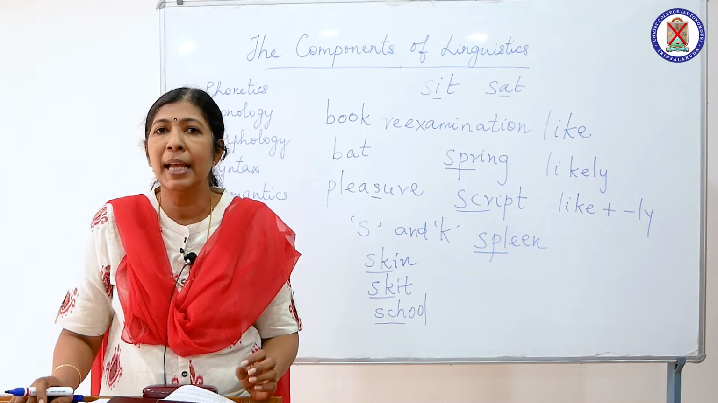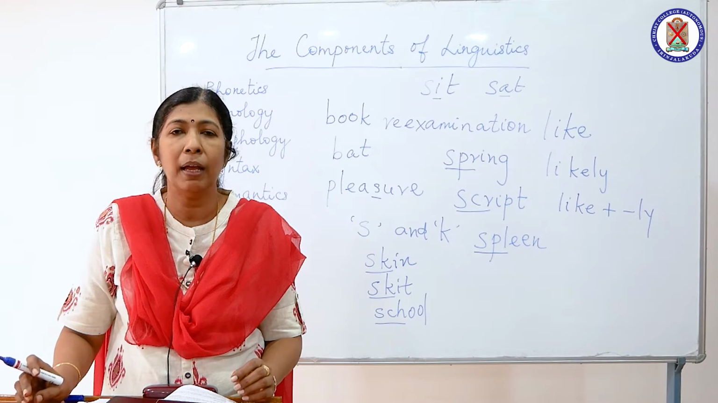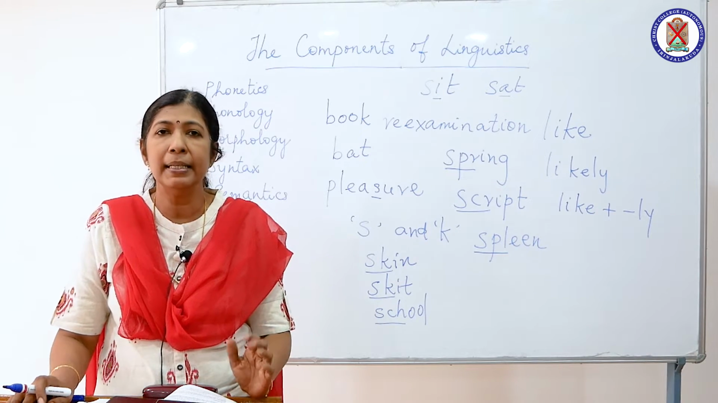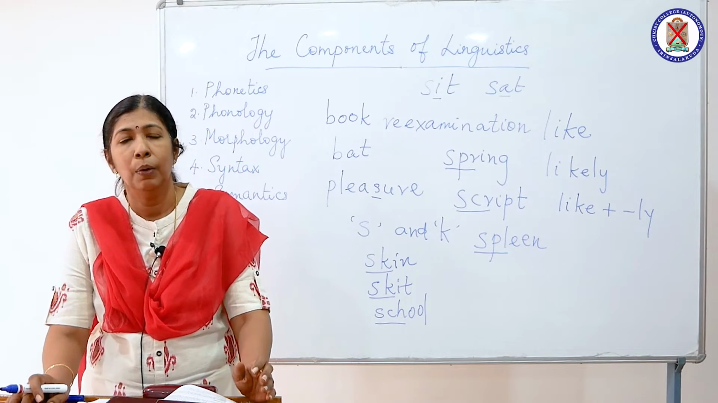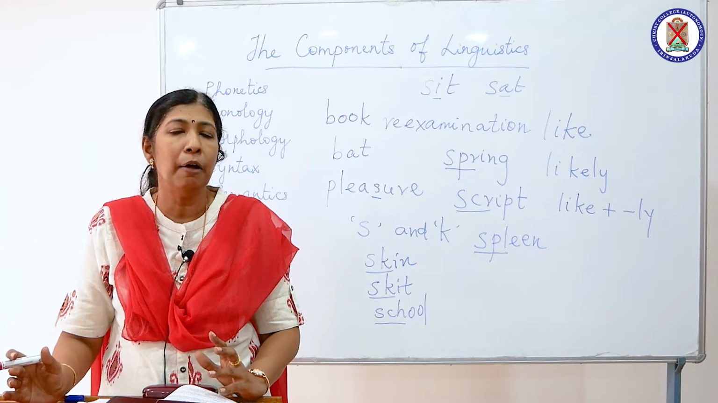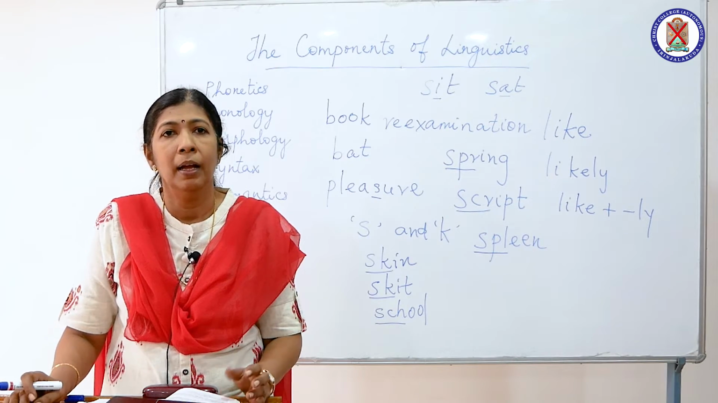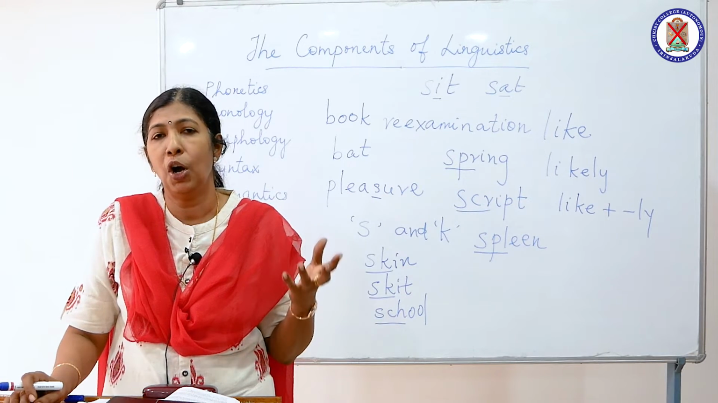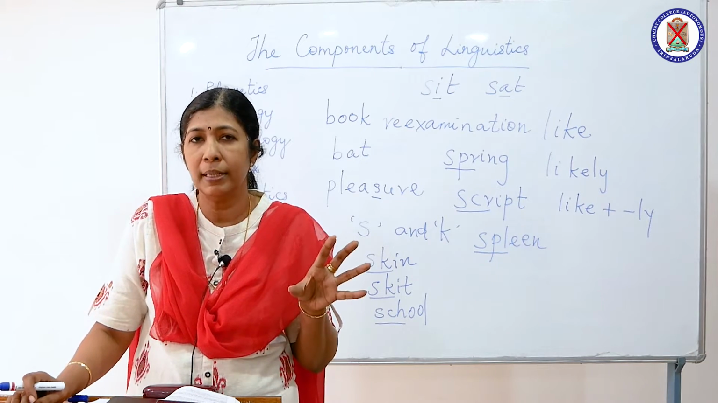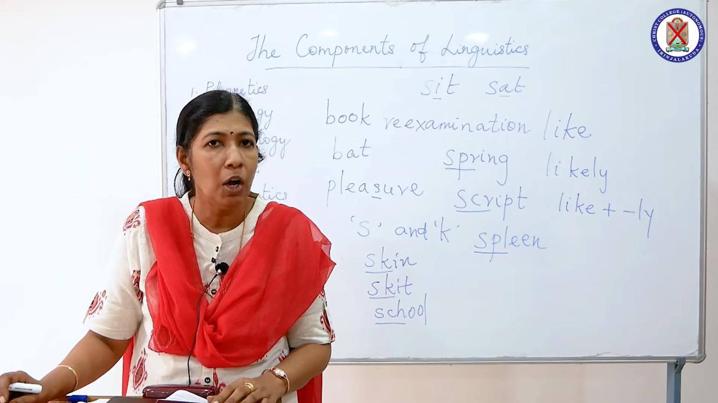Now, normally a statement in English follows the SVO pattern. That is, we begin the statement with a subject, which is followed by the verb, and only after the verb we have the object. For example, the dog chased the cat. Here, the dog is the subject, chased is the verb, and the cat is the object.